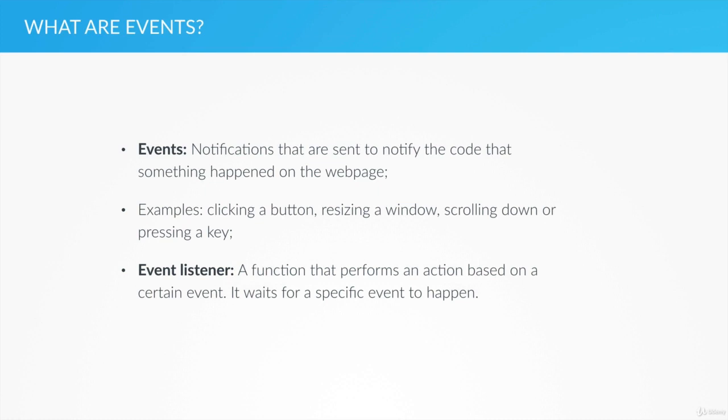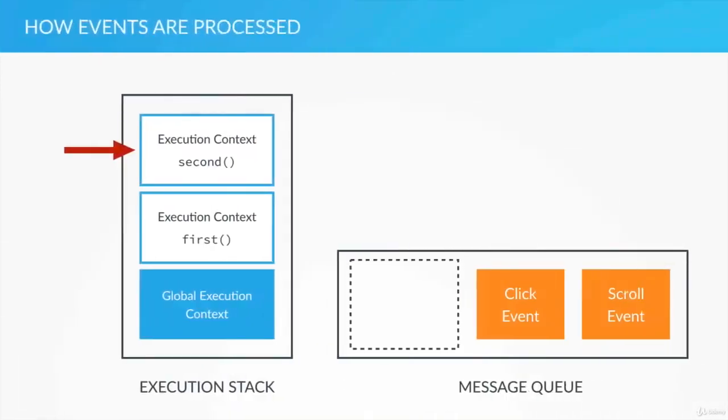So an event listener is just a function that basically sits there and waits for a specific event to happen. And how is that event then processed? Well, first we need to remember about the execution stack. And that's because the rule is that an event can only be processed or handled as soon as the execution stack is empty, which means that all the functions have returned. So in here, we currently have two execution contexts on the stack. So these have to return first.